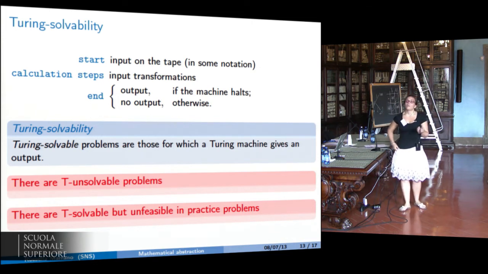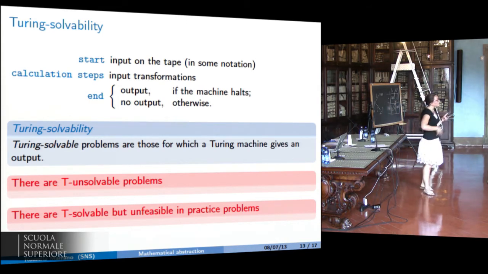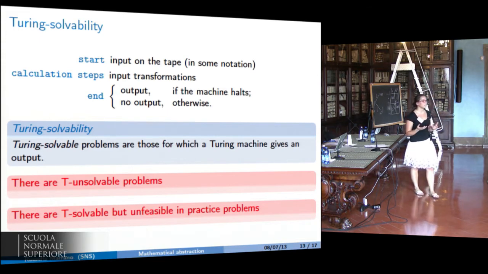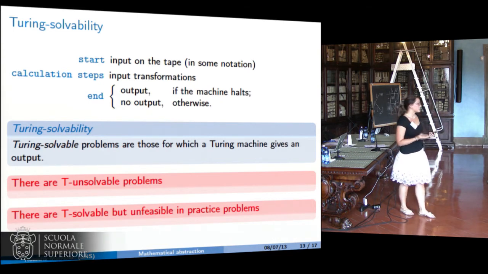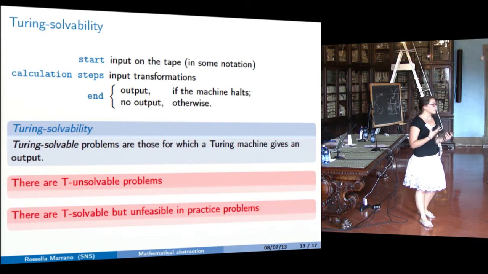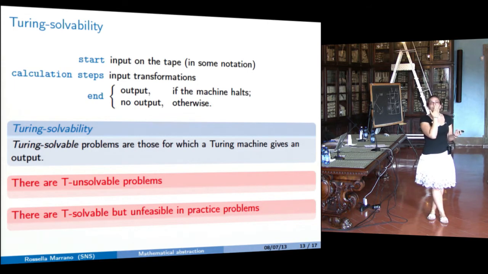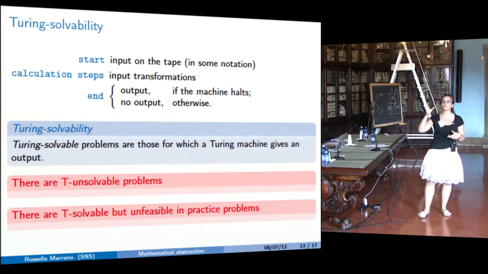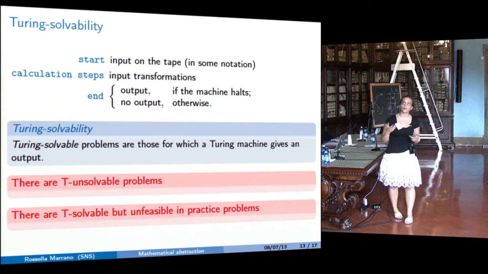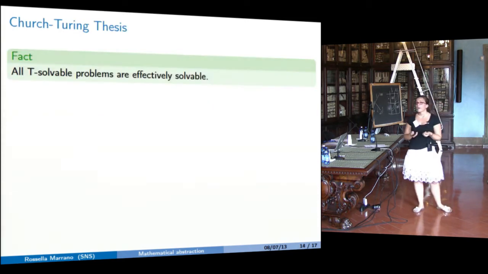And now, if you remember, we started by describing an informal notion of solvability. That is, we started by talking about problems that can be solved in an effective way. And this was an imprecise notion. Now we have a formal notion, which is Turing solvability. And we wonder in which relation these formal notions of Turing solvable, Turing unsolvable, and Turing unfeasible problems are with the informal notion of effectively solvable problems.